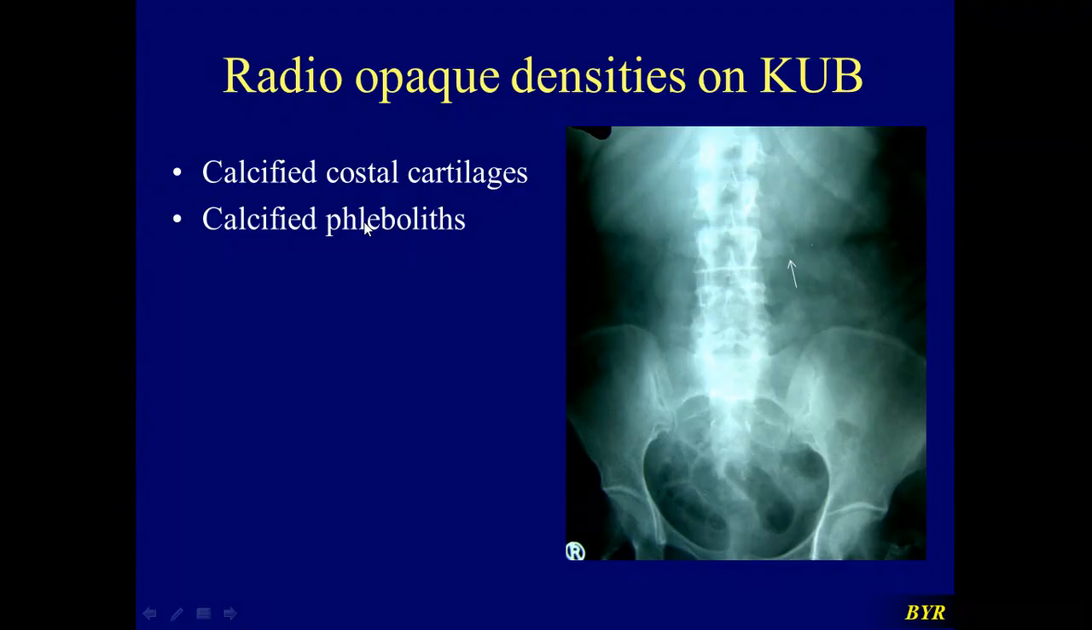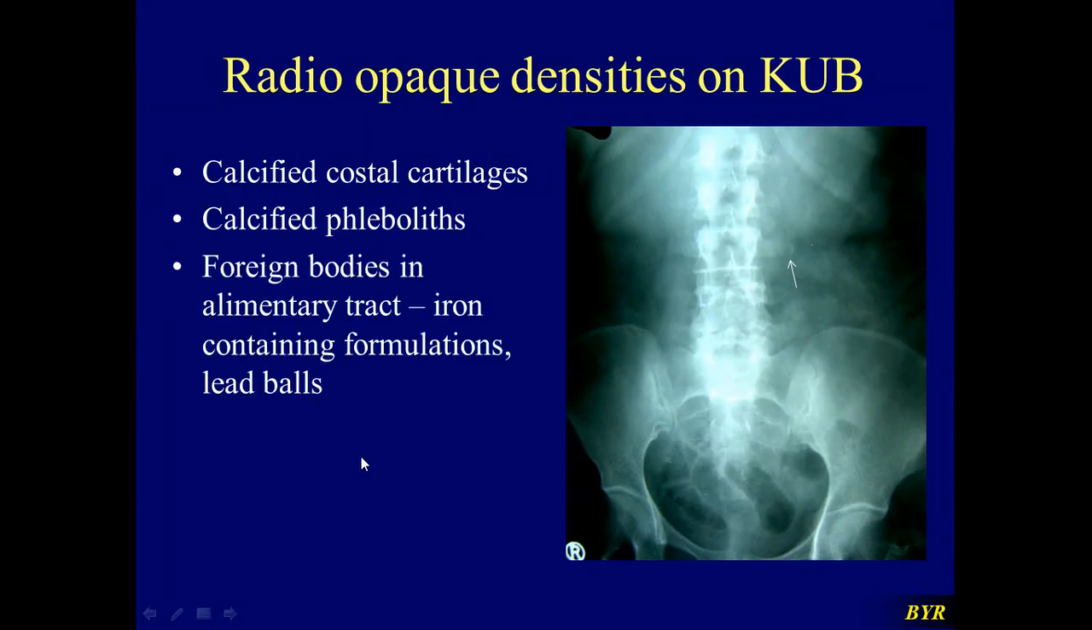What will happen? The blood in the veins gets stagnated, especially in the lumbar region, the veins get thrombosed, and the thrombosed veins get organized and calcified. So those are called phleboliths. So they are seen mostly in old people.